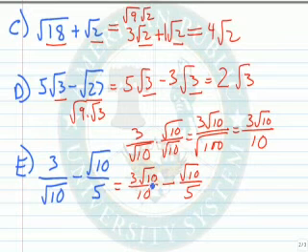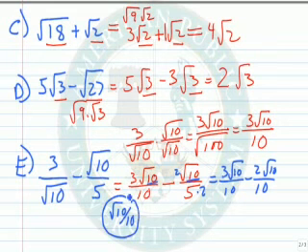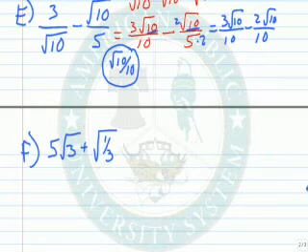Now notice these fractions have different denominators. The radicand is good, but we need to get a common denominator. What's the common denominator between 10 and 5? We need 10. So we need to multiply this by 2, and we need to multiply this by 2. So therefore we have 3 times the square root of 10 over 10 minus 2 times the square root of 10 over 10. Put those together, we get 1 times the square root of 10 divided by 10. That's our final answer. Let's try one more challenging problem.